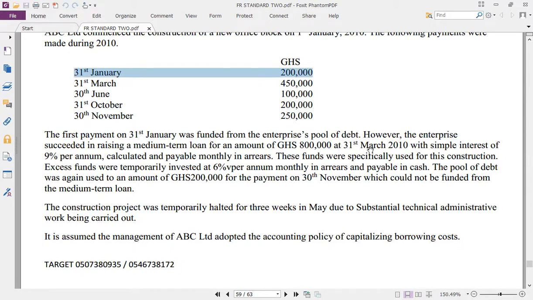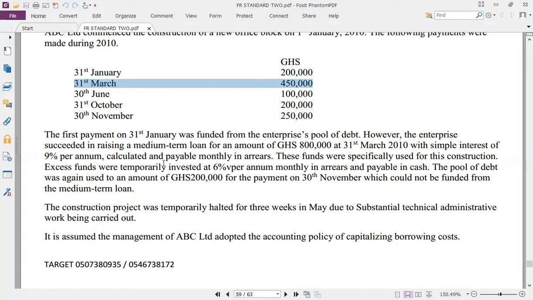Then at 31st March 2010, that means for the payment on 31st March, they used the specific borrowing of 800,000, with a simple interest of 9% per annum, calculated and payable monthly in arrears. So the interest rate is simple, 9% on each figure. These funds were specifically used for this construction, not any other construction. That is called specific borrowing.